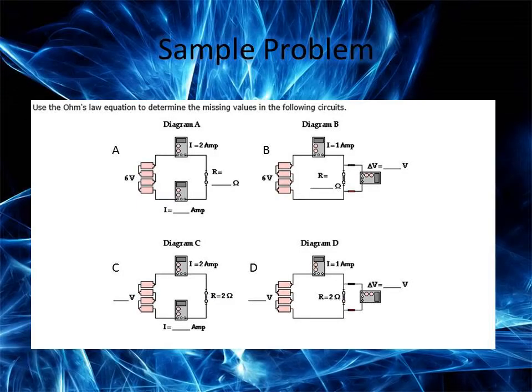For letters A, B, C, and D, you'll be using Ohm's law equation to determine the missing values of the following circuits. In the next slide, I'll show you how to do that.